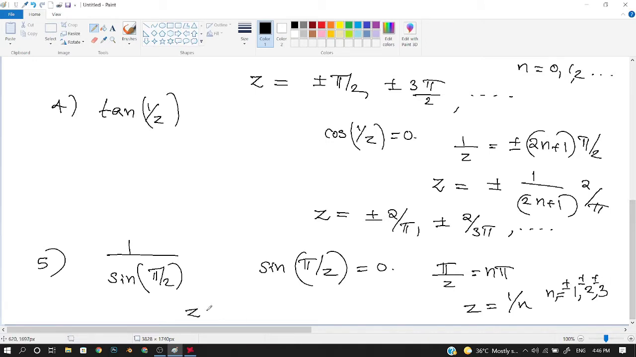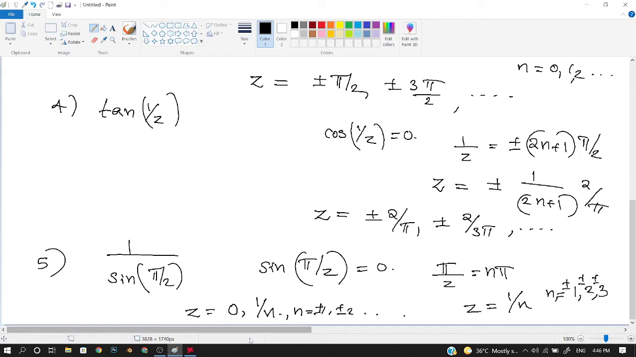So when we substitute the different values, here we have the singular points. When n becomes very large, we will have z is equal to 0. Okay. Similarly, when n is equal to 1, you have 1. When n is equal to minus 1, etc. So we have 0 and 1 by n, where n varies from plus or minus 1, plus or minus 2, etc. are the singular points.